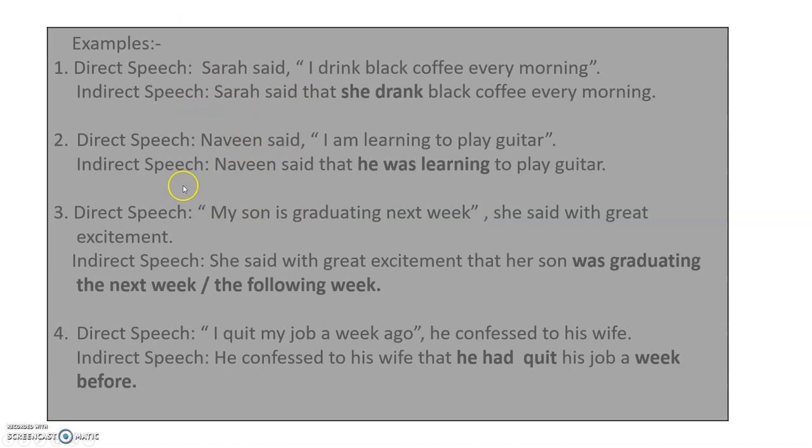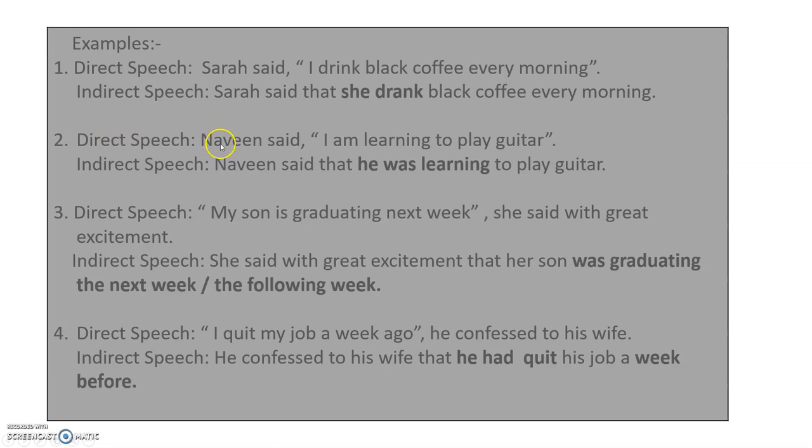Now these are all examples again, so you can revise this now. You have direct speech: Sarah said, "I drink black coffee every morning." Now let's do this together. Sarah said, we put that. She, "I" becomes "she," right? She drank, "drink" will become "drank," black coffee every morning. Yes, this is clear. Moving on to the next.